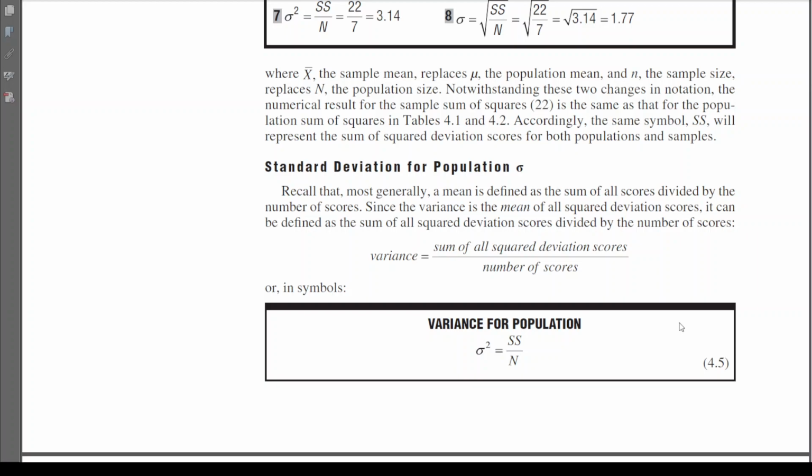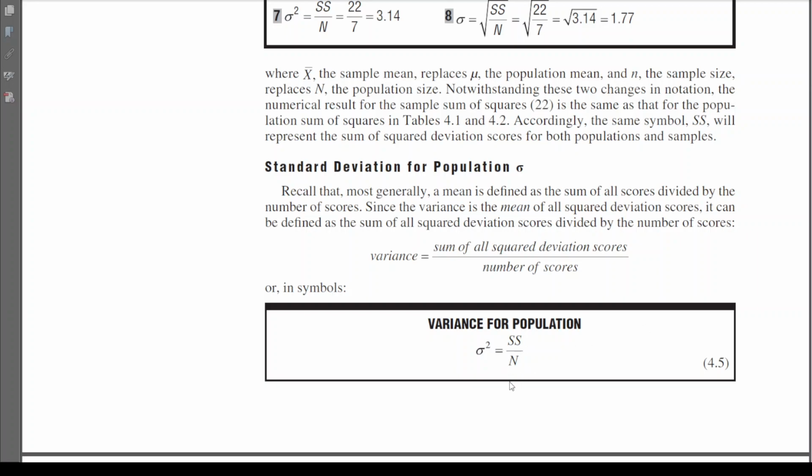What is the standard deviation for a population? Since the variance is the mean of all squared deviation scores, it can be defined as the sum of all squared deviation scores divided by the number of scores. So, what is the variance? It is the sum of all squared deviation scores divided by the number of scores. So, variance, which is denoted by sigma squared, is equal to SS by n.